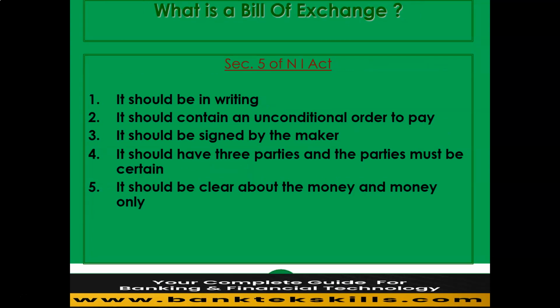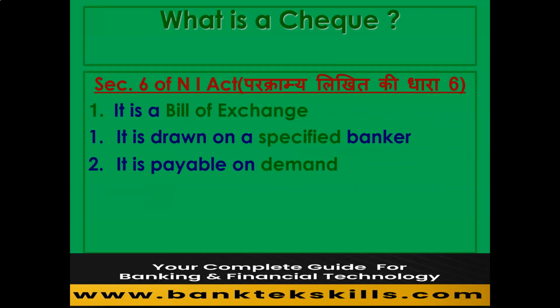What is a bill of exchange? Section 5 of the NI Act. It should be in writing. It should contain an unconditional order to pay. It should be signed by the maker. It should have three parties, and the parties must be certain. There have to be real parties, meaning individual parties. It should be clear about the money and money only. Goods cannot be there; only money has to be mentioned here.